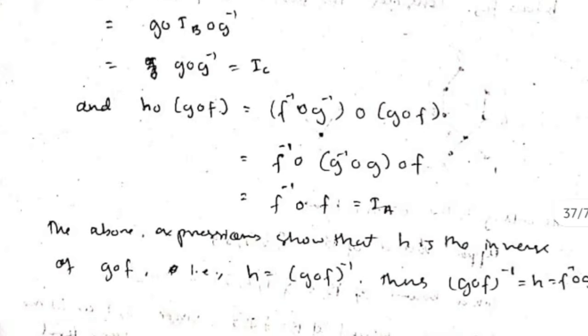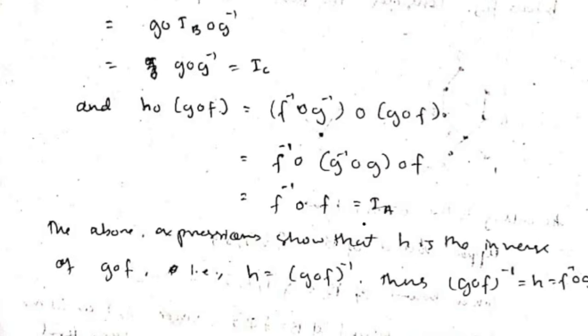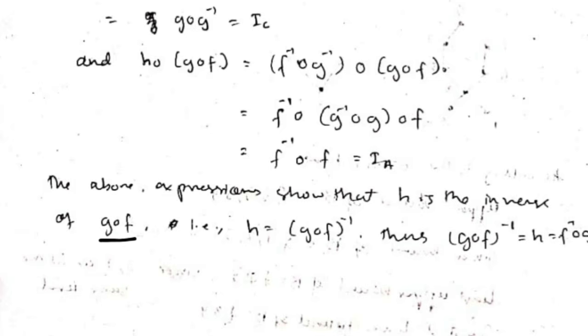In a similar way you will do for this one. First you will consider g o g inverse and then f inverse o f, okay. Then you will get here IA. Therefore if in both cases you get IC and IA, then that shows that g o f is the inverse of this one, h, okay. So what was h? f inverse o g inverse, okay. f inverse o g inverse. So therefore (g o f) inverse is equal to h, which is equal to f inverse o g inverse.